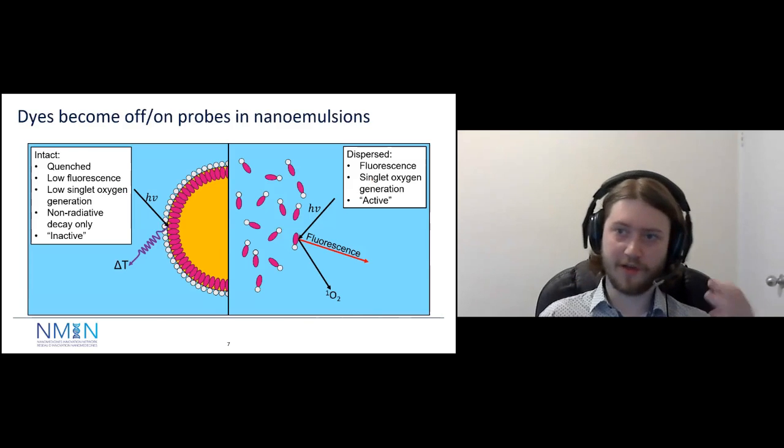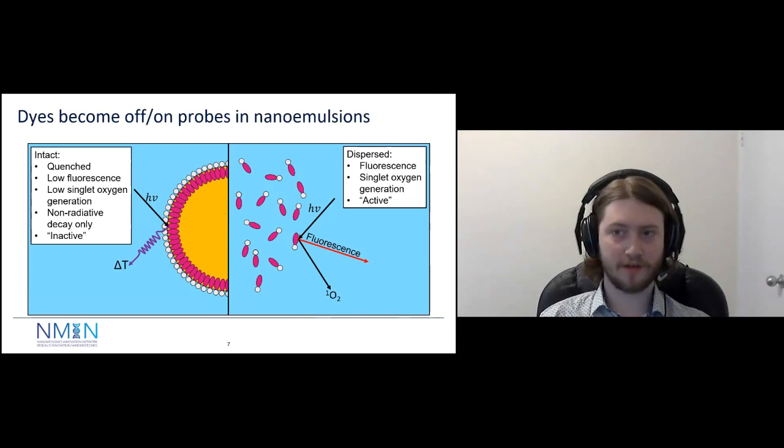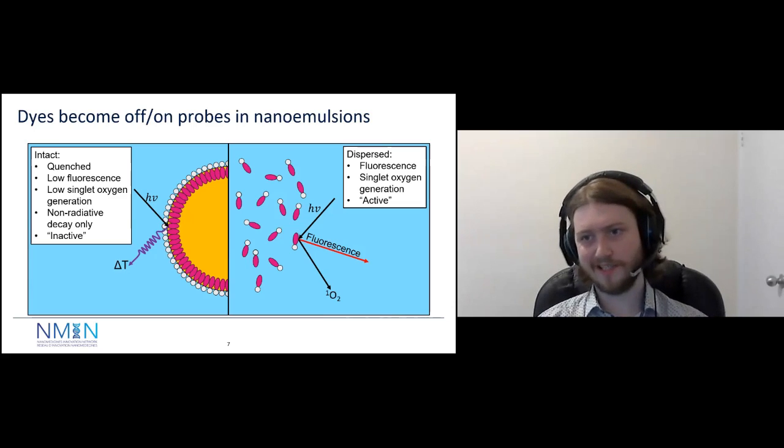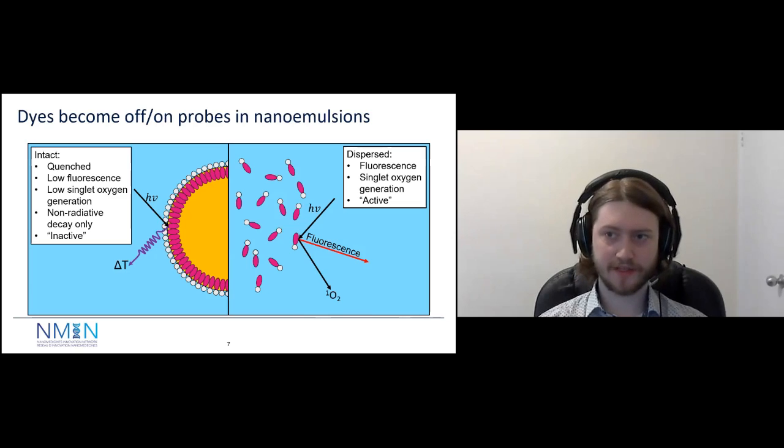Additionally, it's quite well known that when these dyes accumulate on the surface of nanoconstructs, they become off-on probes. What I mean is that in the intact state, there are changes to the electronic structure such that the dye molecules become quenched. What I mean by this is that any incident photons, instead of re-emitting the energy as fluorescence or singlet oxygen generation, the energy is re-emitted as non-radiative decay only, otherwise just known as heat. And so you can say that the dyes in the intact state are inactive.